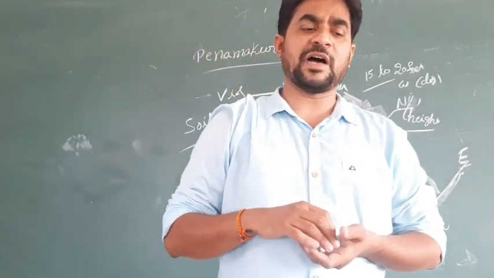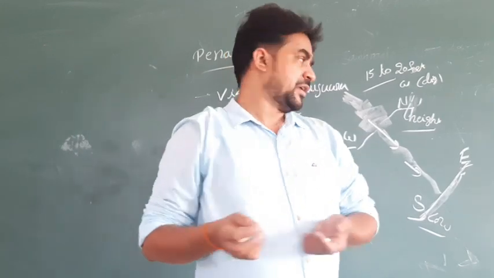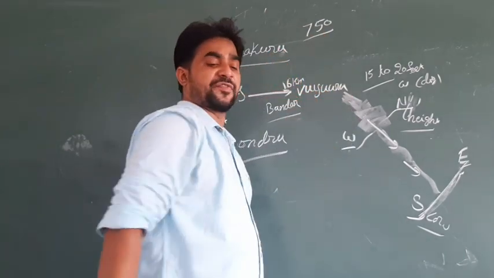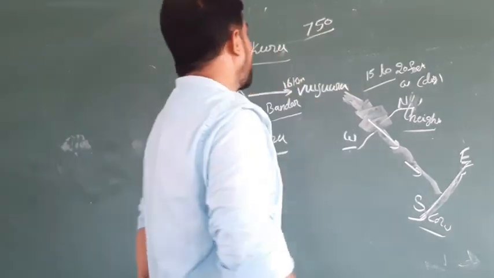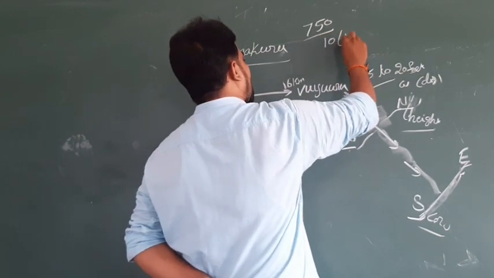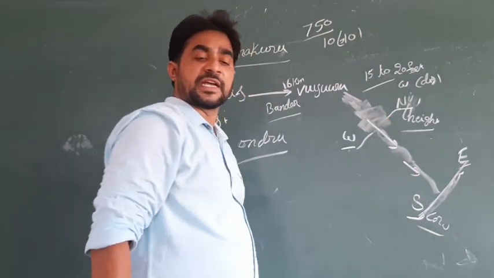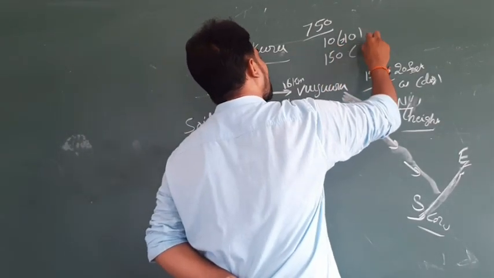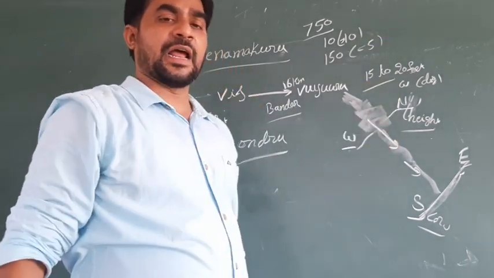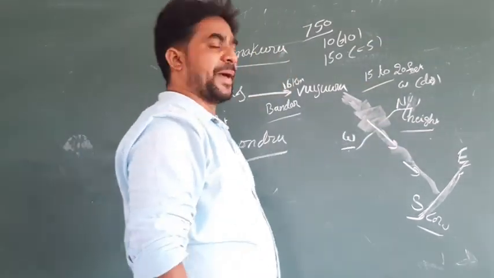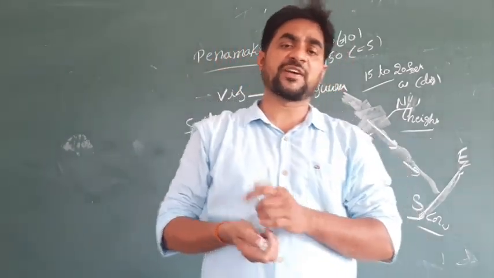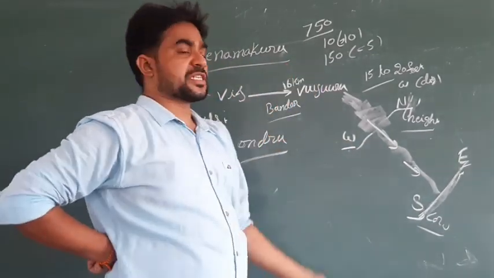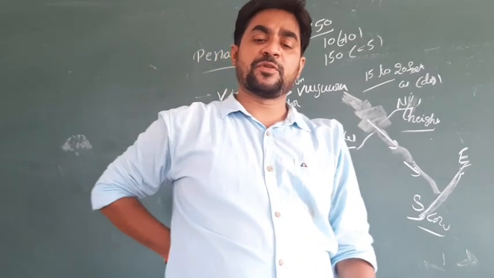And who are the people having more land in this village? Actually, in the region of Penamakuru there are 750 families. Out of 750 families, 10 families have 10 or more than 10 acres of land, and 150 families have 5 acres or around 5 acres of land, and the remaining people don't have even 1 acre of land. It means out of 750, 160 families have land, and the remaining people don't have land.